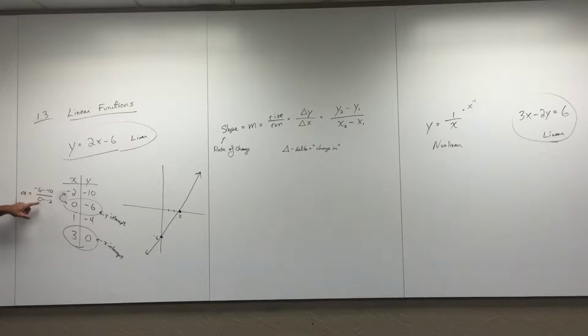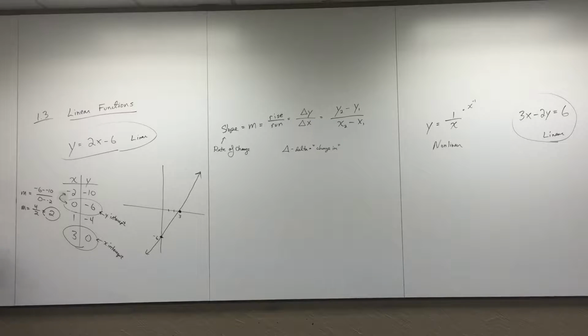Maybe. I didn't leave myself a lot of room here. That's -6 plus 10. Oh, that's a 4. That's a positive 4. That's a positive 2. Yeah, cool. A positive 4 over 2 is 2. You know, and the slope is 2, right? 2 over 1.